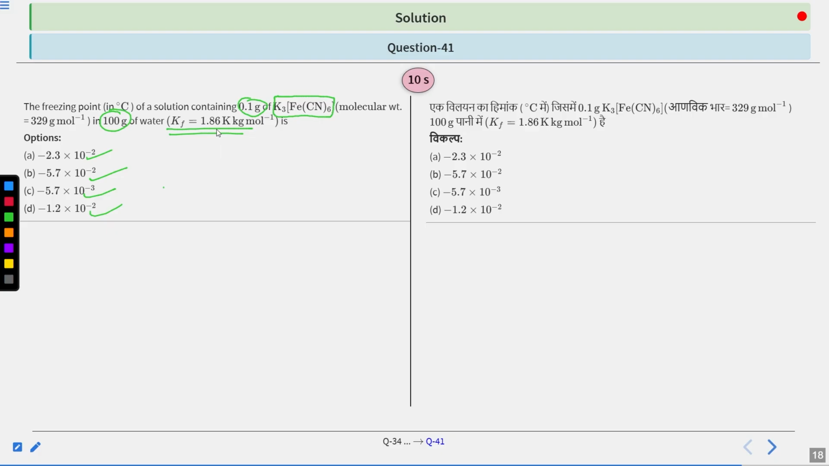So how will you solve it? You will simply use the formula ΔTf equal to Kf m. You can calculate the molality using the given mass. You can calculate the number of moles from here, and then solve it to get your freezing point. Also, you can take the freezing point of water as 0 degree Celsius, and then you will get your answer easily. So 10 seconds to solve this question starts now.